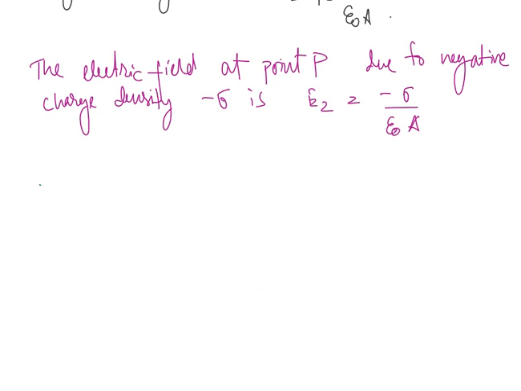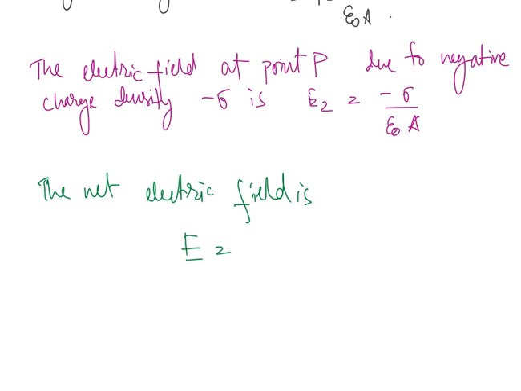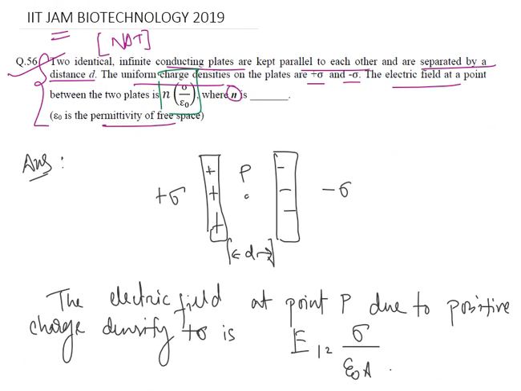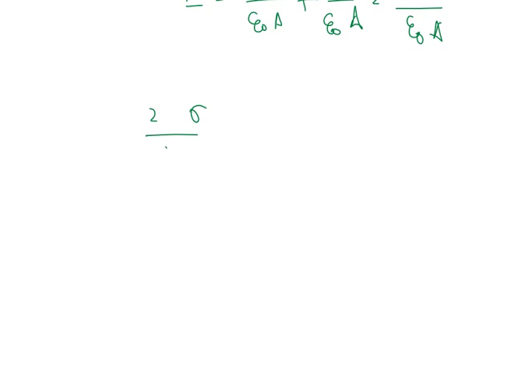Therefore, the net electric field is E, which is nothing but sigma divided by epsilon naught into A plus sigma divided by epsilon naught into A. So we have 2 sigma by epsilon naught into A. Now comparing these two, that is 2 sigma divided by epsilon naught into A equals n sigma divided by epsilon naught into A, we get the value of n is 2.